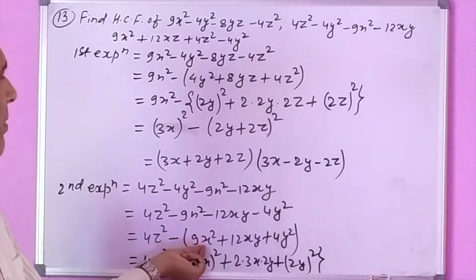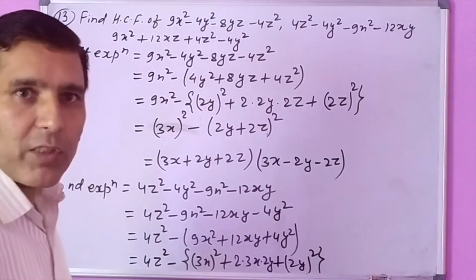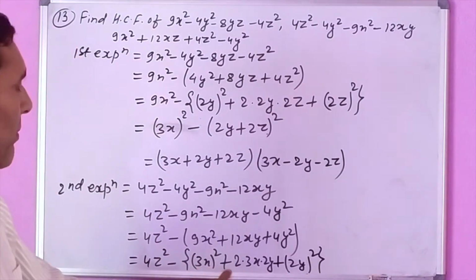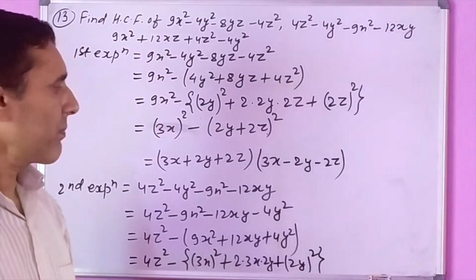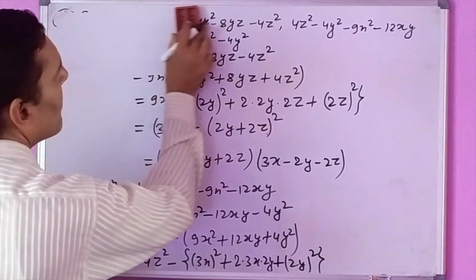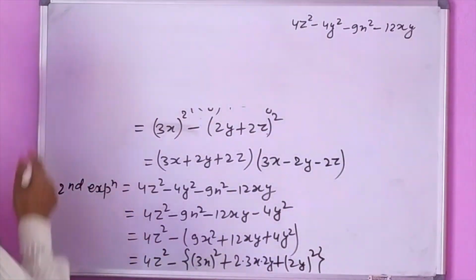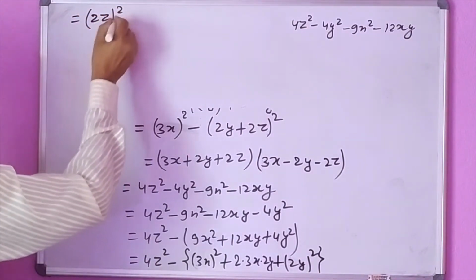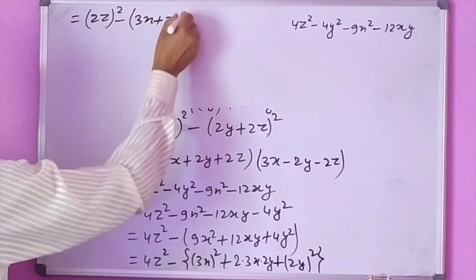So this thing inside the bracket, 9x square plus 12xy plus 4y square, is in the form of a plus b whole square. We have seen here it is the square of 3x plus 2y, because it can be written as a square plus 2ab plus b square, where a is 3x and b is 2y. Therefore, I am writing here this 4z square is square of 2z and minus inside the bracket. Now we will get the square of 3x plus 2y.